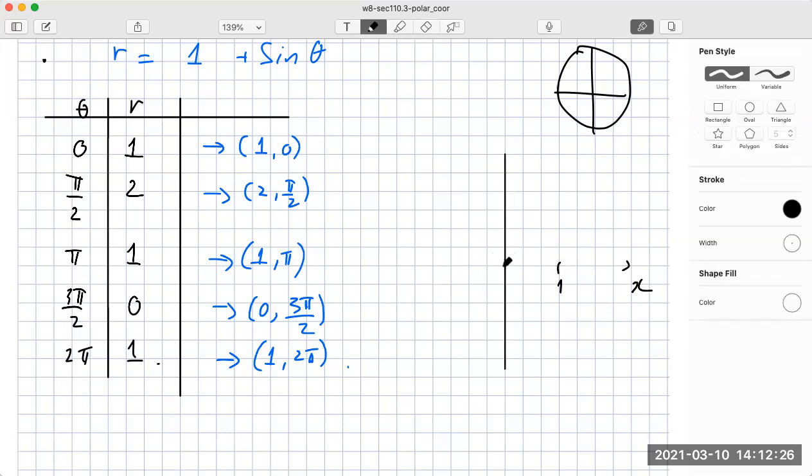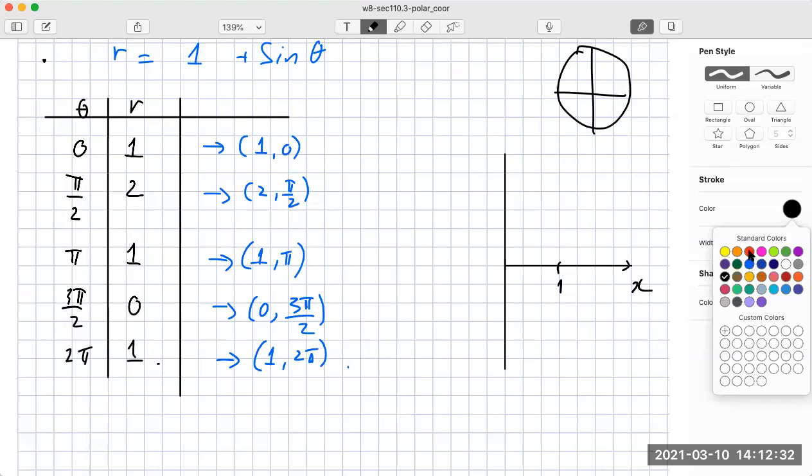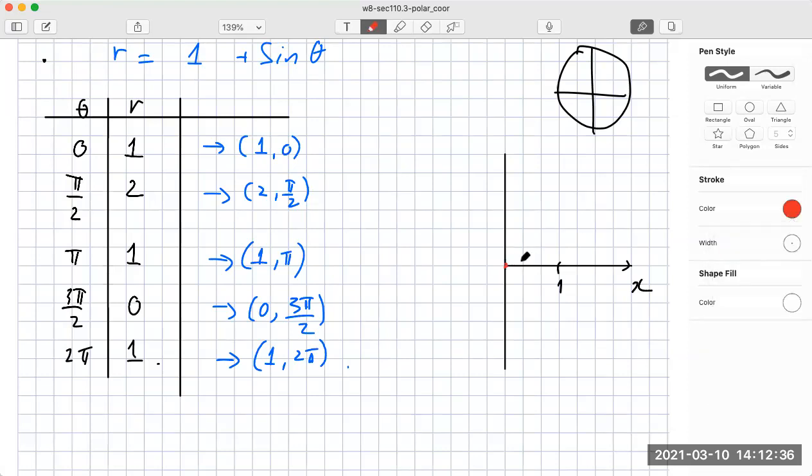I think it's less confusing if I draw it this way. In polar coordinates, the point (1, 0) means that the distance from the origin to that point is 1, and the angle theta in this case is 0. This is the point, right? In polar.